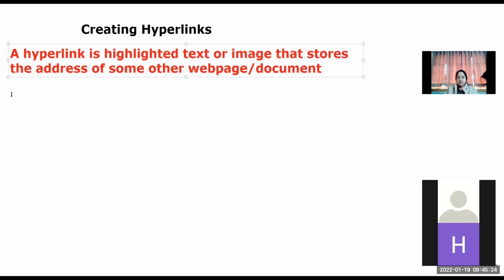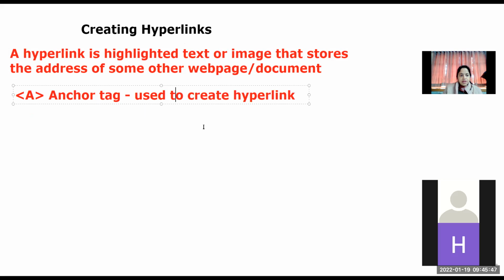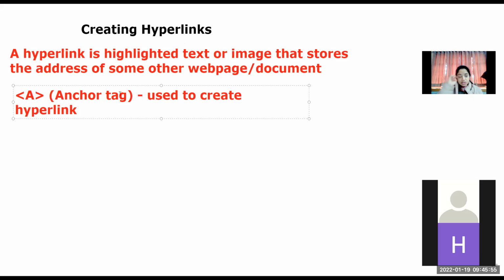Okay, this is hyperlink. Now, how you can create the hyperlink? To create hyperlink, we will use anchor tag. This is called anchor tag. It is used to create hyperlink. This tag is used to create hyperlinks. A tag, the full form is anchor tag. This tag is used to create hyperlinks.